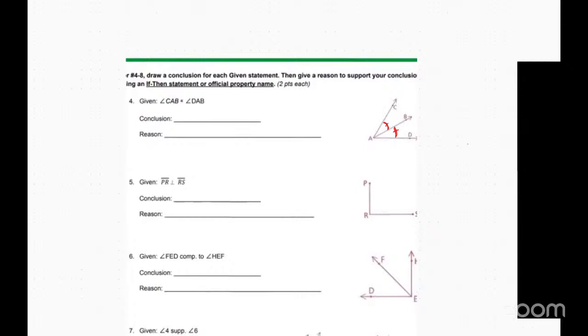A straight line. No, not a straight line. AB, is it a bisector? Yeah, it bisects angle CAD. Oh, okay. That's all they wanted you to say. Make sense? Yes, sir.